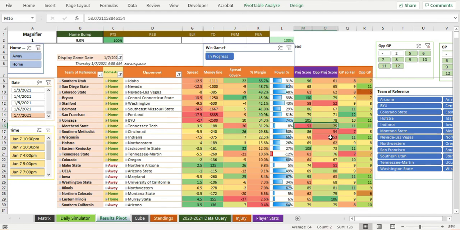Our point projections are all screwed up. But as I was mentioning, my point projections right now, they're not working. I need to do work on that. I don't have time to do it still right now. Southern Methodist at Cincinnati. These are all home, right?